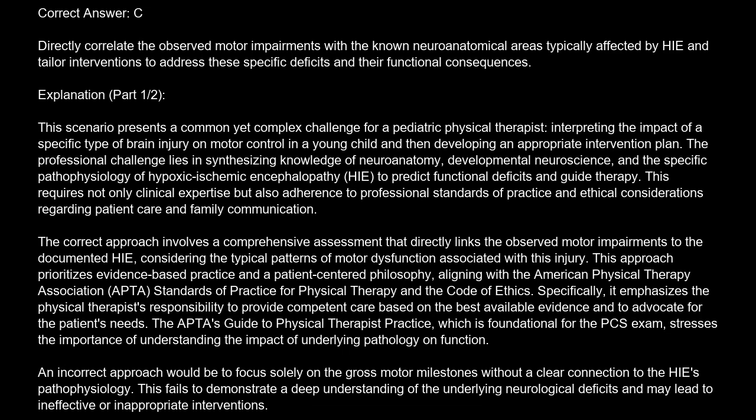The correct answer is C. Directly correlate the observed motor impairments with the known neuroanatomical areas typically affected by HIE and tailor interventions to address these specific deficits and their functional consequences. Explanation. This scenario presents a common yet complex challenge for a pediatric physical therapist, interpreting the impact of a specific type of brain injury on motor control in a young child, and then developing an appropriate intervention plan.